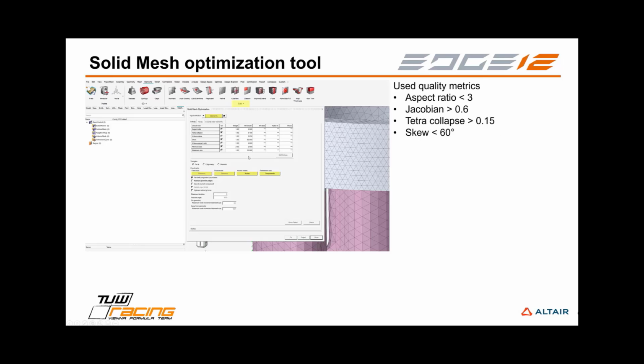We also use the solid mesh optimization tool, in which you can define your required quality metrics of your mesh. You can check your elements for them, and if you have elements that do not meet those requirements, you can also use the fix function to automatically fix those elements if possible.